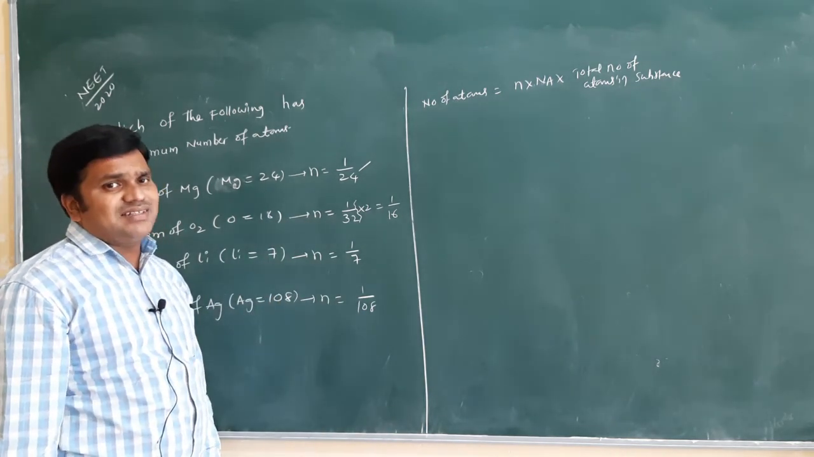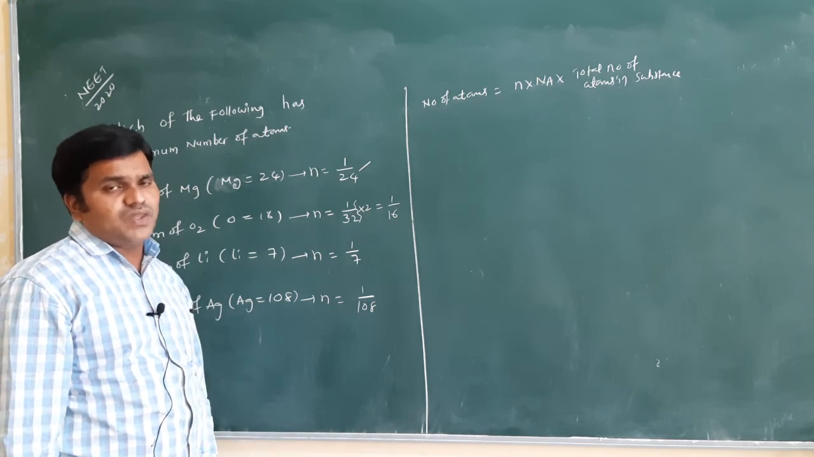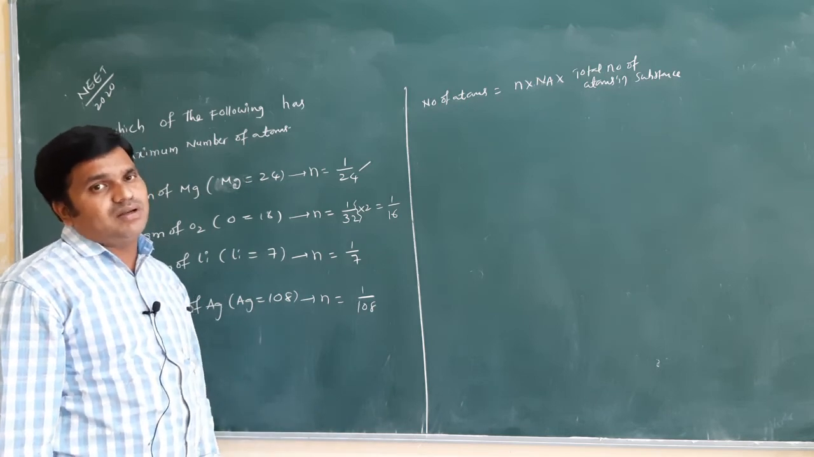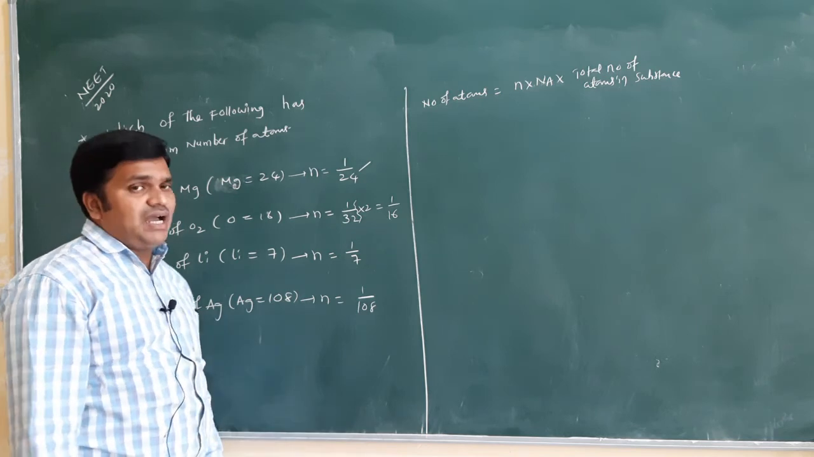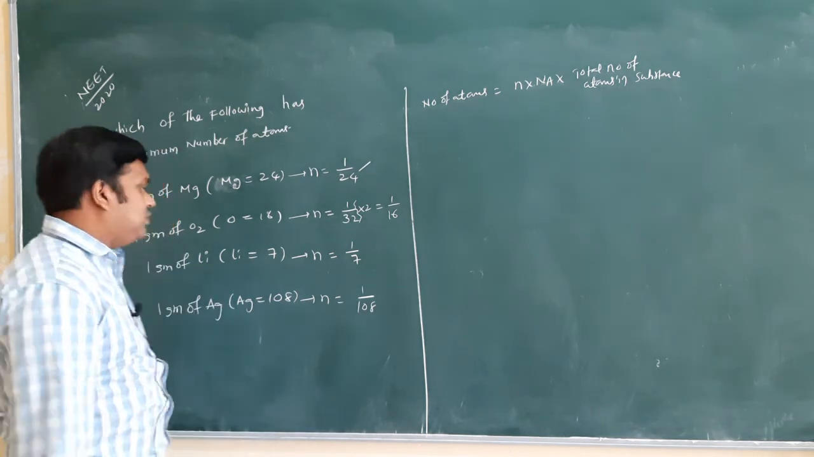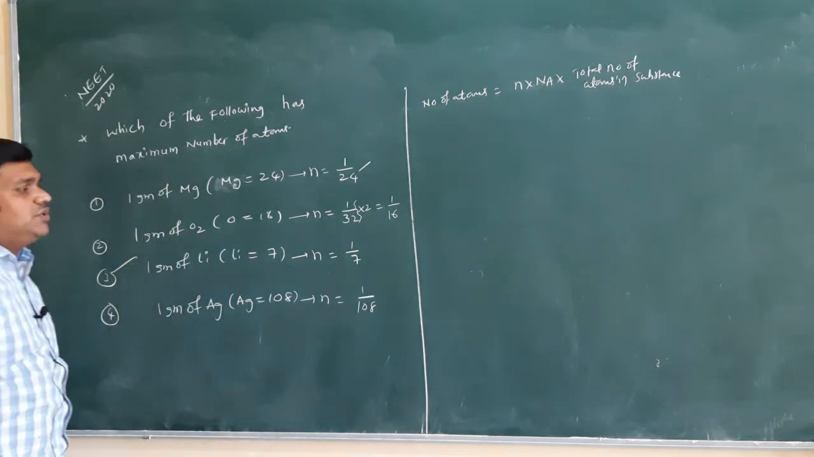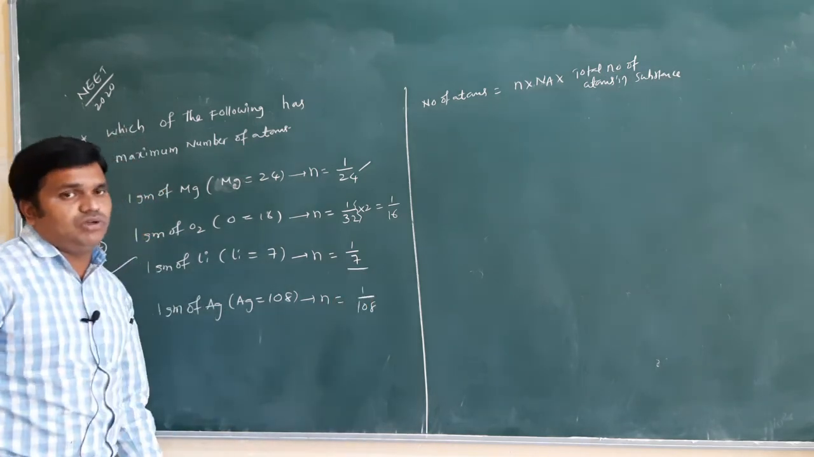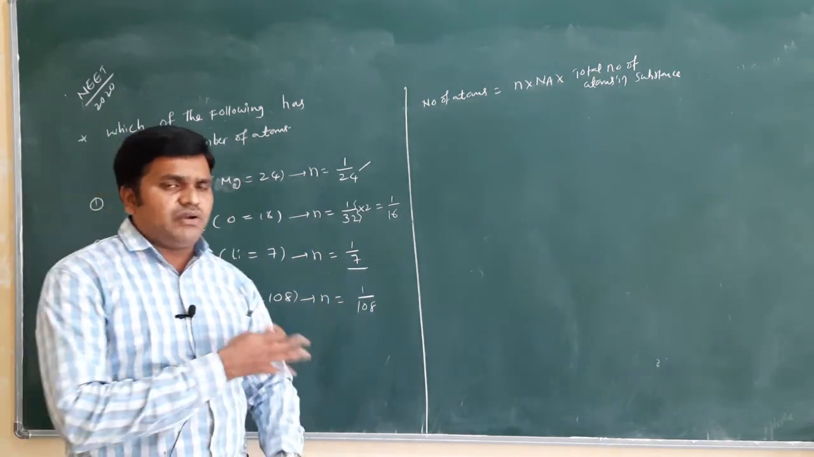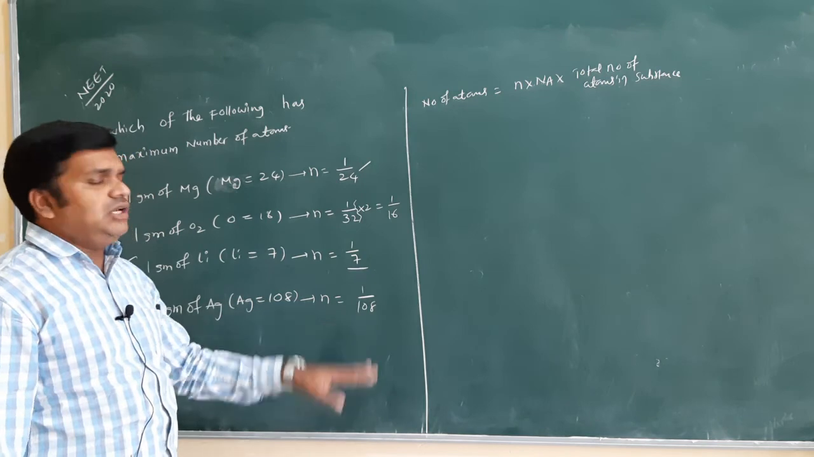If the denominator is less, you will get the maximum value. If the denominator is more, you will get the least value only. So which one has the maximum value among these? 1 gram of lithium, because the denominator value is 7 only. So no need for calculation; directly you can say the answer if you know this value identification.